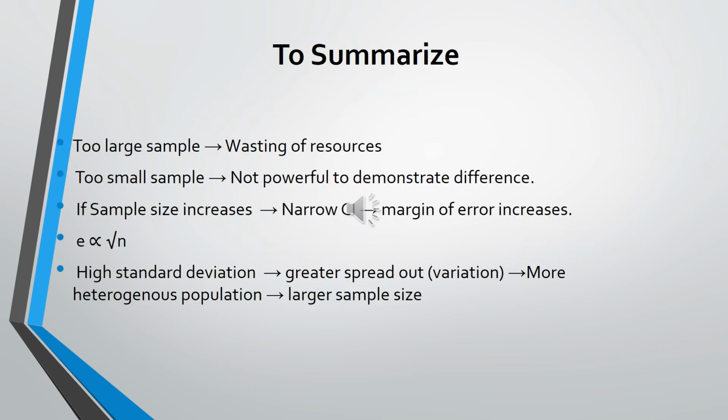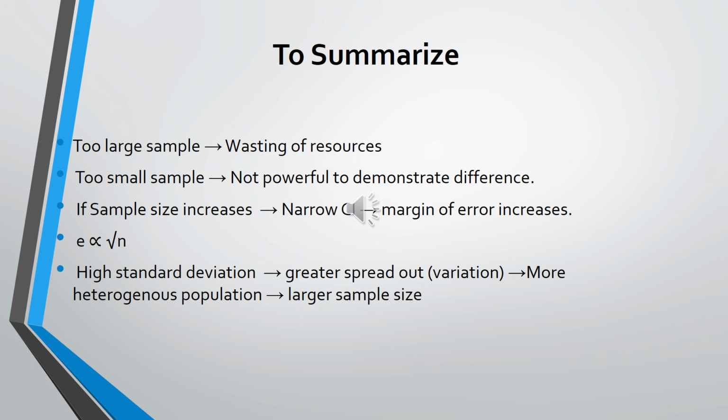Now in short, we can summarize our today's session on sample size calculation. If sample size is too large, it will result in the wasting of resources, and if sample size is too small, we cannot generalize our result to the entire population, and it will not be powerful enough to demonstrate the difference. And if sample size increases, the confidence interval will get narrower and margin of error would decrease. And next, the margin of error is inversely proportional to the square root of sample size. If margin of error is tripled, then the sample size will be multiplied by 9.